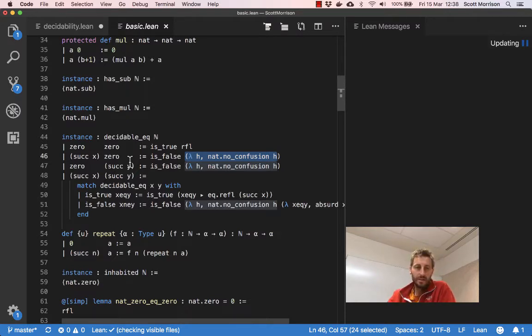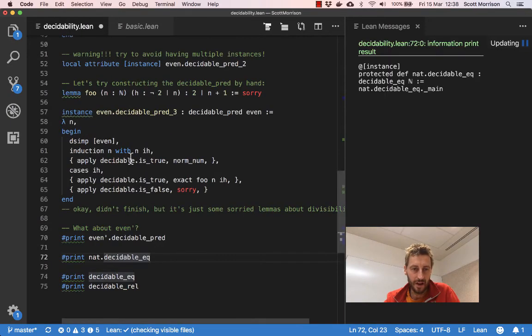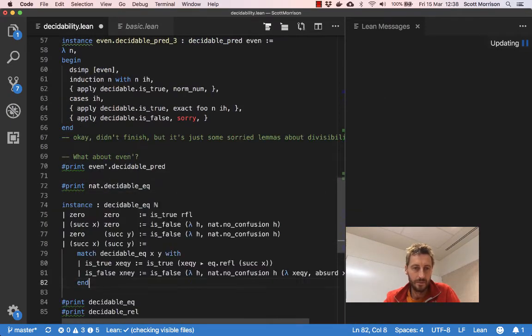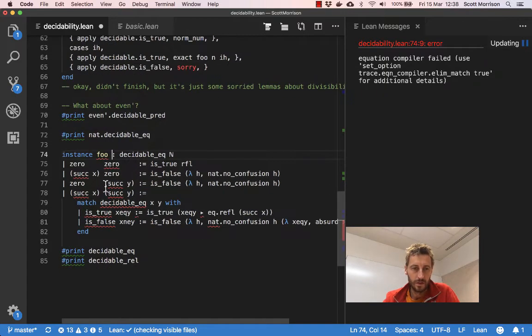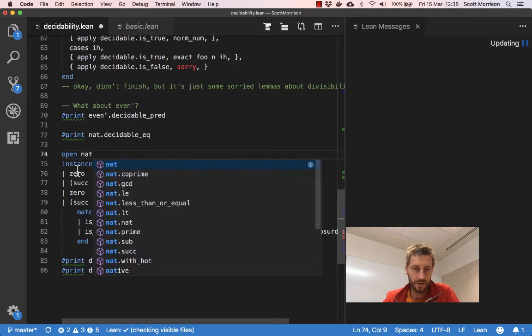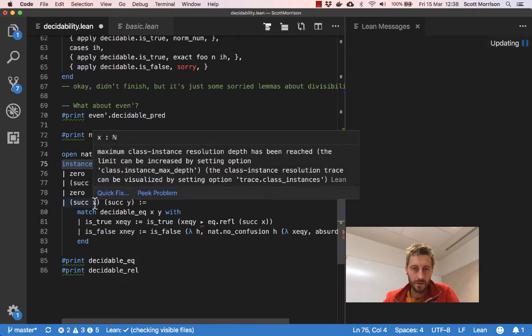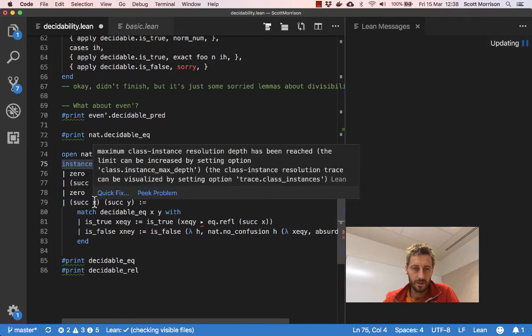But I think here, I suspect something would go horribly wrong. Let's try it. What proof did they give for the last one? Like suck X or whatever. I have to open that to get anywhere here. Oh dear. Maximum class instance resolution depth has been reached. What does that mean? That was happening a lot during the assignment.